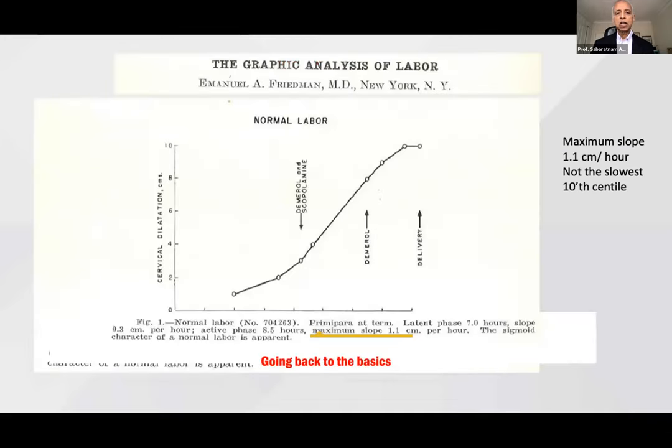The second thing which happened was his paper was misunderstood, because everybody thinks the minimum labor progress is 1.1, but it is the maximum slope, 1.1 centimeter per hour. So it's important to remember the paper did not say slow labor, but maximum labor is 1.1.